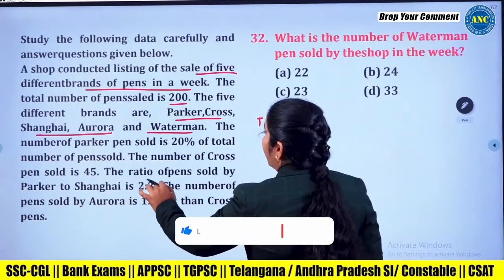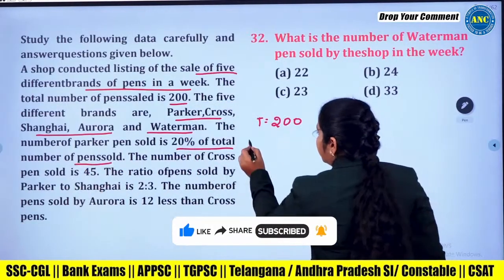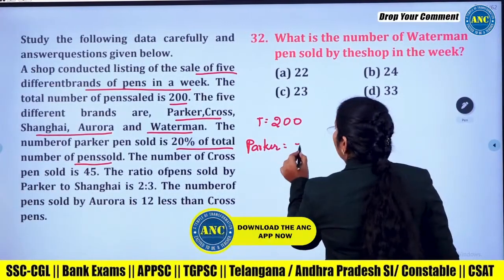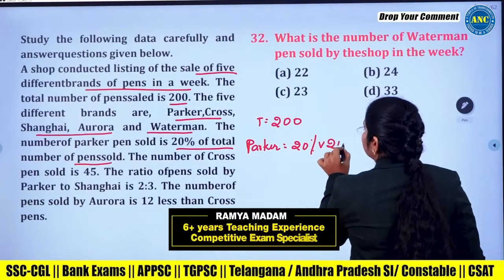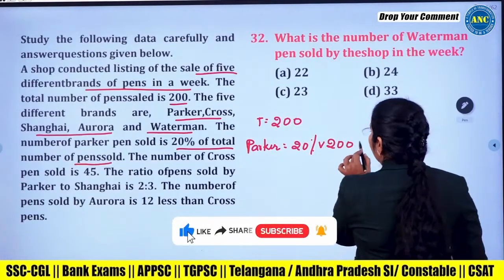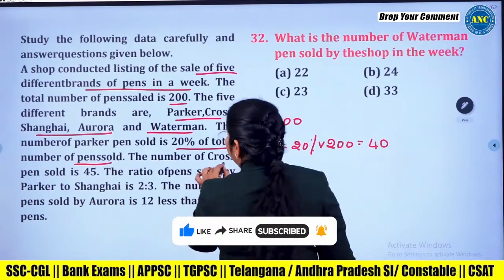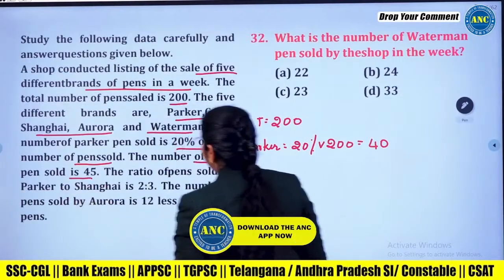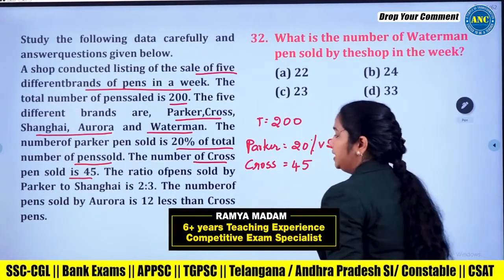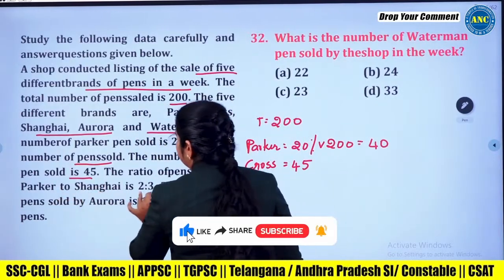Fine. The number of Parker pens sold is 20% of total pens sold. So, first Parker pen, take Parker pen. So, number of Parker pens sold is 20% of total pens. So, 20% of total pens, 10% of 200 is how much? 20. 20% is 40. Yes. So, how many Parker pens are sold? 40. Right. Next, the number of Cross pens sold is 45. They have given clearly here, Cross pens sold is how much? 45. Yes.